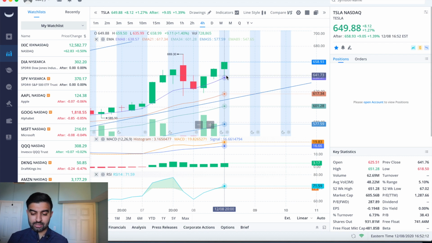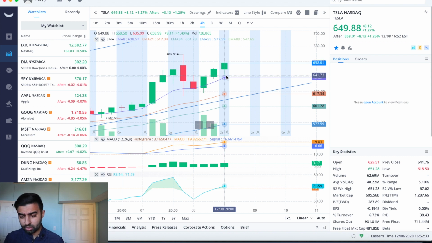The next level is 617.34, which is the 21 EMA, which really nicely comes in with our low point for today being in the 618s as well. And then I'm watching the 601 level for a 34 EMA support, but also that mental resistance of 600, right? Breaking down from the 600s to the 500s would be a big deal.